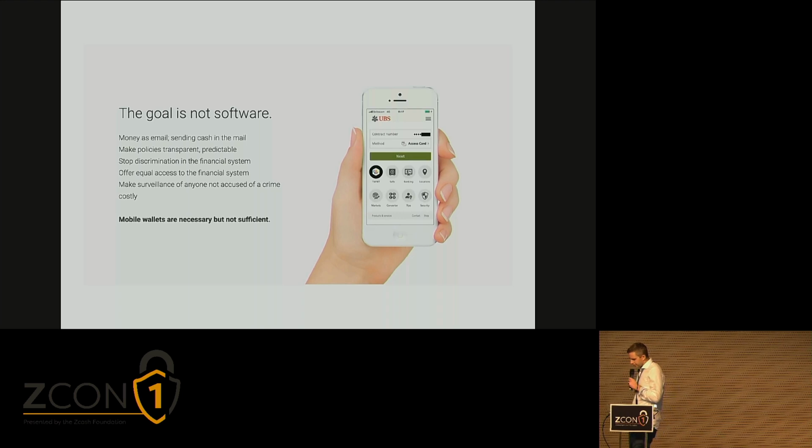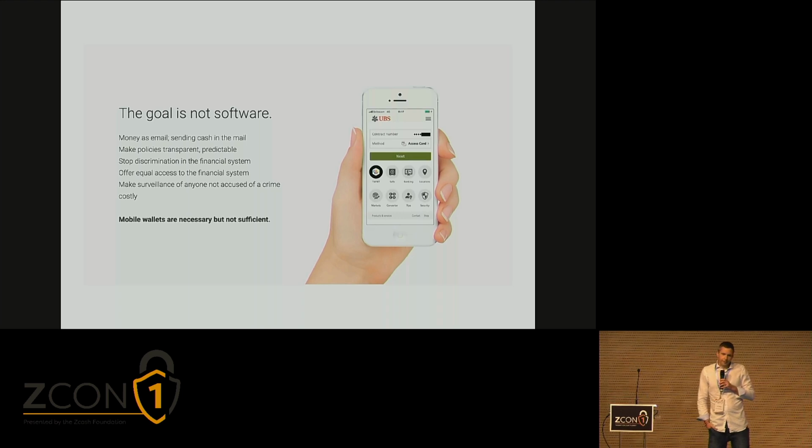And then probably the raison d'etre for this conference is we want to make surveillance of anyone not accused of a crime pretty costly. So this is the idea behind a legal warrant. If you suspect someone of wrongdoing, then you actually need to show some reason why you need to inspect them further. And unfortunately, technology hasn't gone in that direction yet. So we want to reverse that direction.